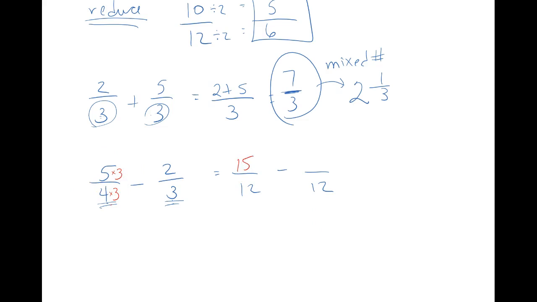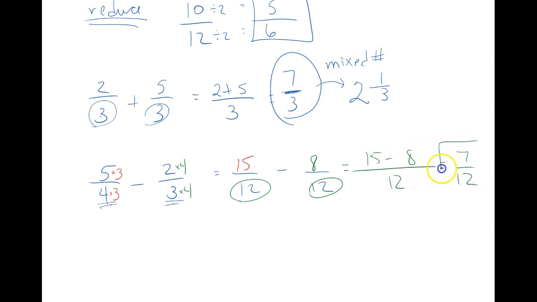Okay, now what about this other fellow over here? Well, to get from a 3 to a 12, I just multiplied by what? By 4, which means on top, I also need to multiply by 4, so 2 times 4 is 8. Once you get to this step, it's just like the one above. These match, so you recopy it, and then the top is 15 minus 8, which is 7 over 12, and that would be your answer, okay?